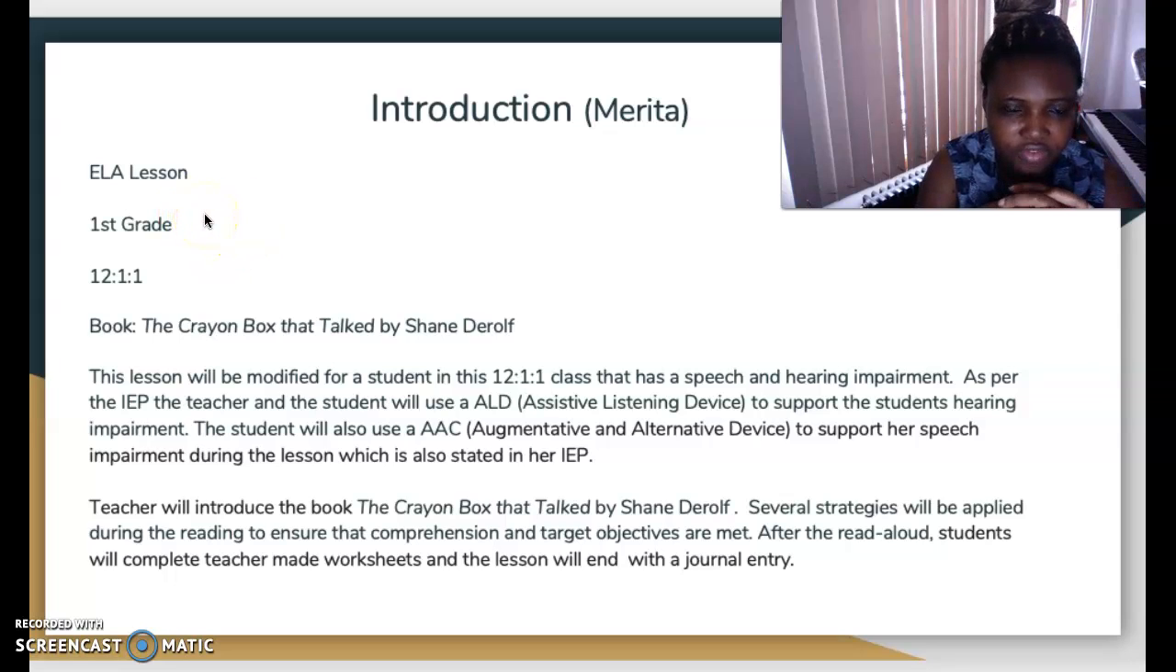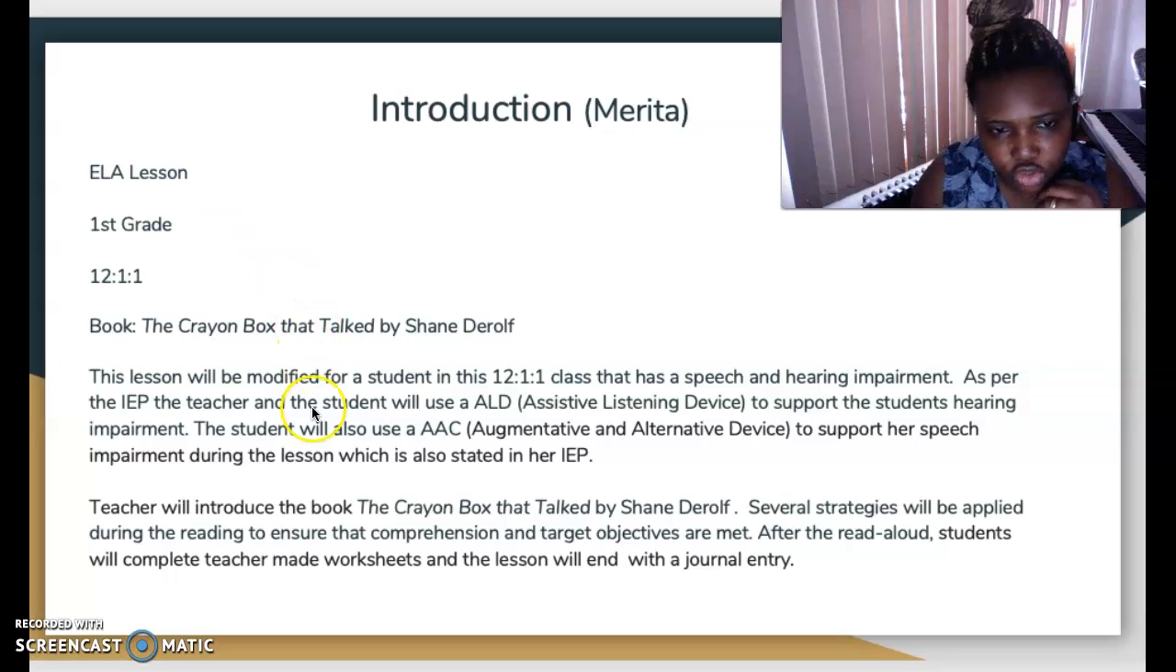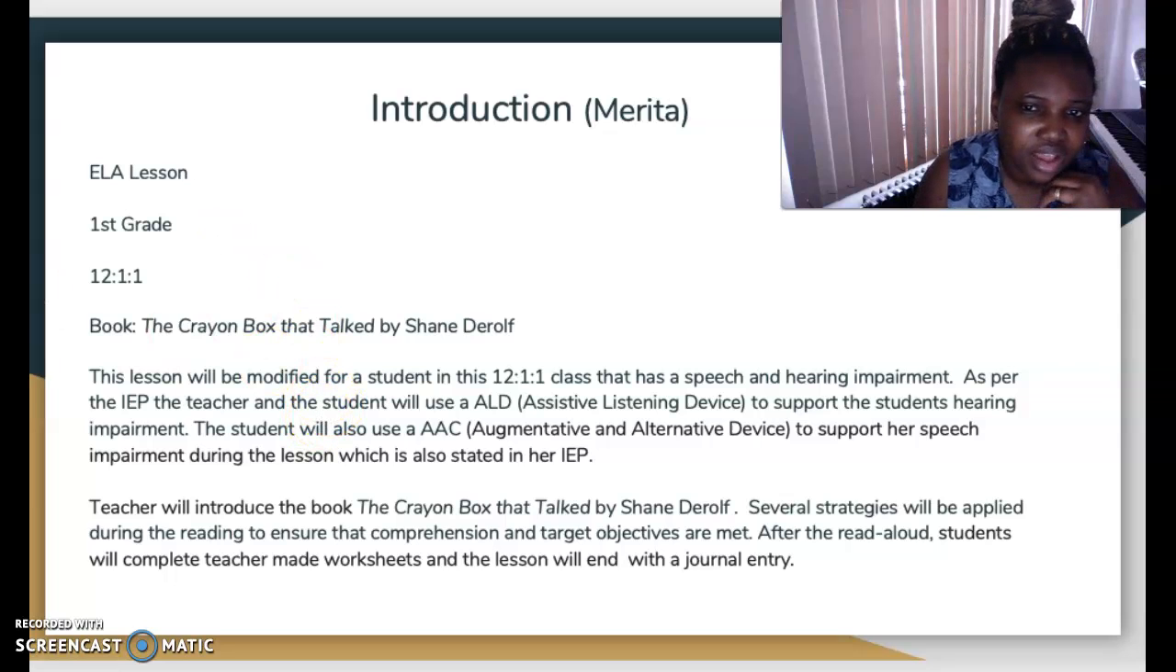Our lesson is ELA. We have first grade and a 12 to 1 to 1 category. In this classroom, we have a focused learner with hearing and speech impairment. The topic for the lesson is The Crayon Box That Talked, and this is the brief introduction of the lesson.